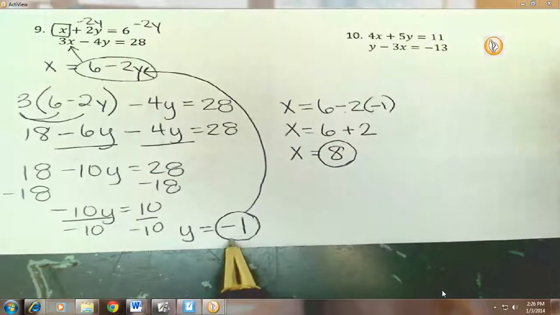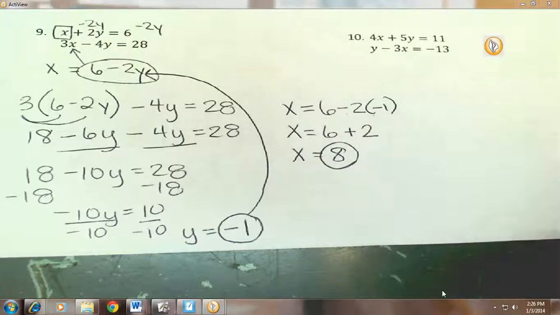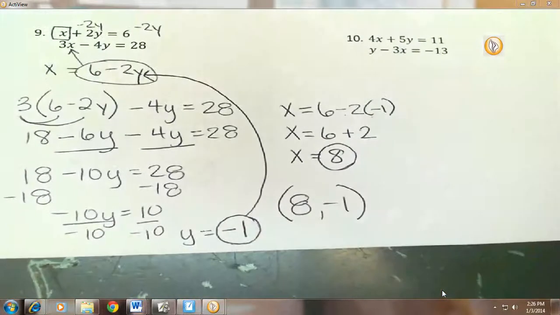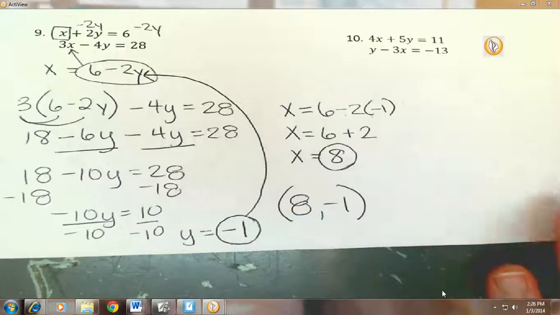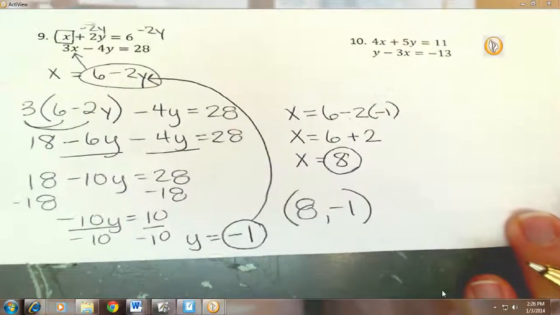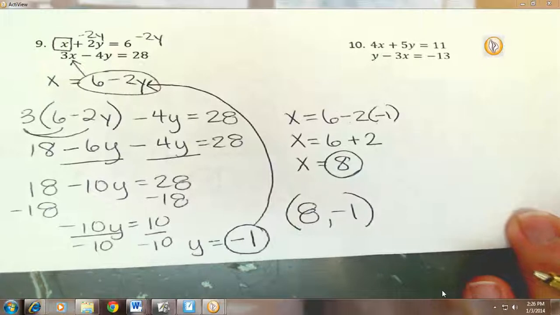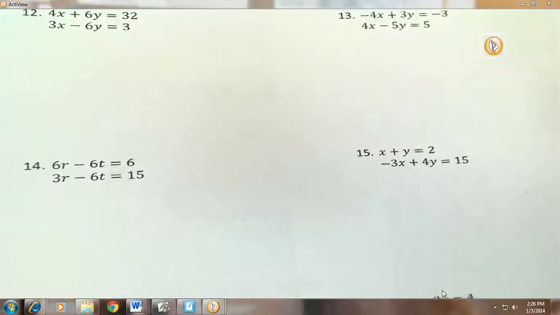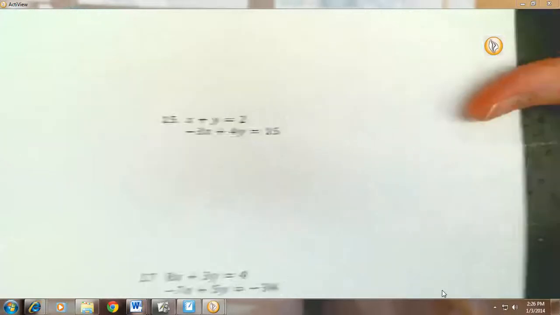Our y coordinate is negative 1. Remember, your solution is where these two lines intersect graphically. Now, algebraically, your solution is the ordered pair where they would intersect. We would write our answer as (8, negative 1). That is an example of substitution. The next example we're going to look at is on the last page. Let's look at example number 15, please.